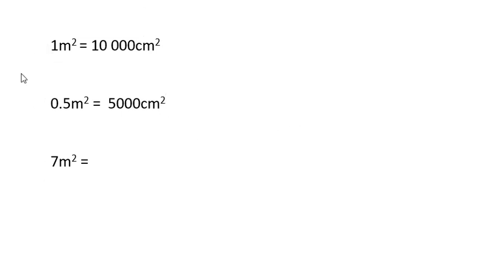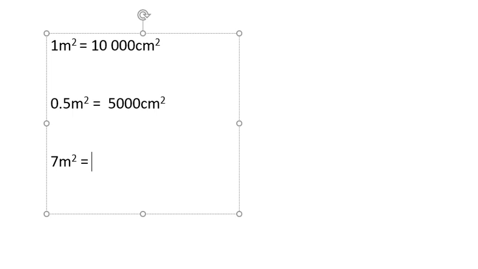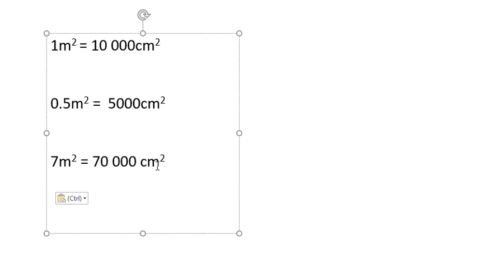Let's do the same thing now with comparing 1 meter squared to 7 meters squared. 7 is 7 times as big as 1. So I can take 1, multiply it by 7, and get 7. Or I could do 10,000 times 7, which is 70,000. And I have 70,000 centimeters squared like that.